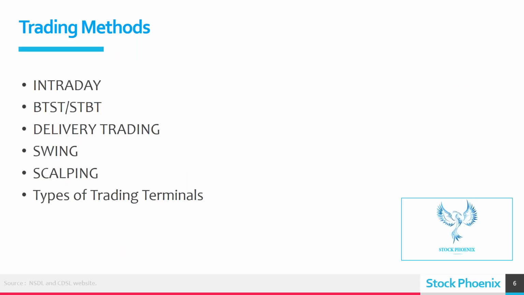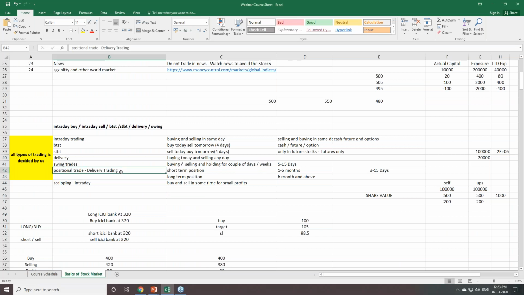Scalping will come into scalping now. Okay, so positional trade, again, it's like a short-term positional trade. We can differentiate into short-term position and long-term position. Short-term position in the sense 1 to 6 months, and long-term position in the sense 6 months and above.